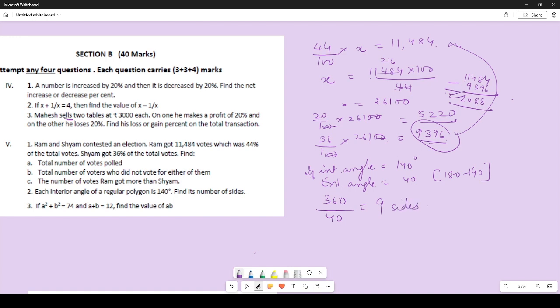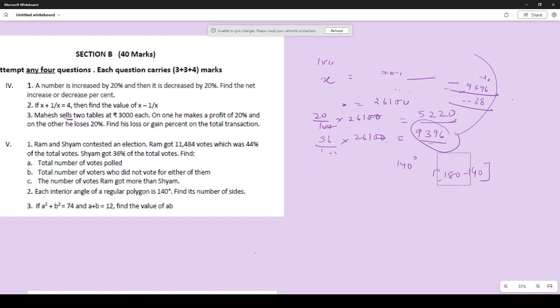Okay. Now for the last question in this part, let me erase this once again. So what we get over here is, if a square plus b square is equal to 74, find out.